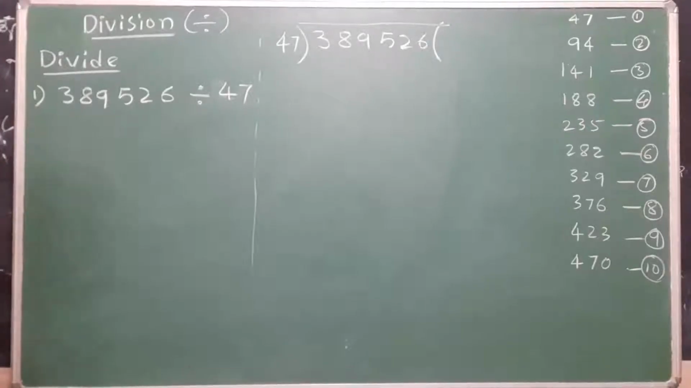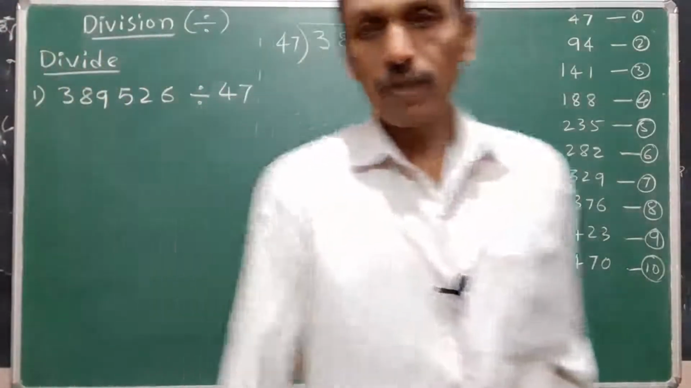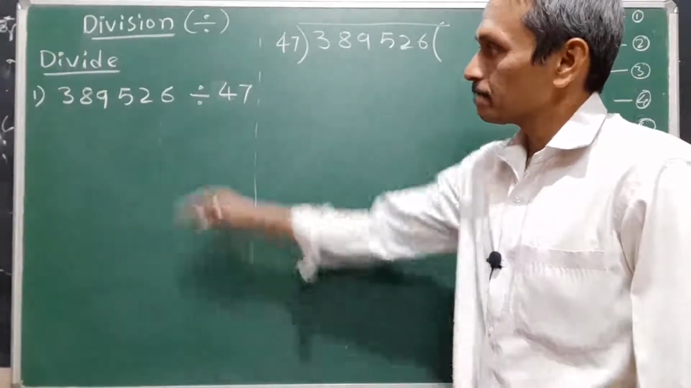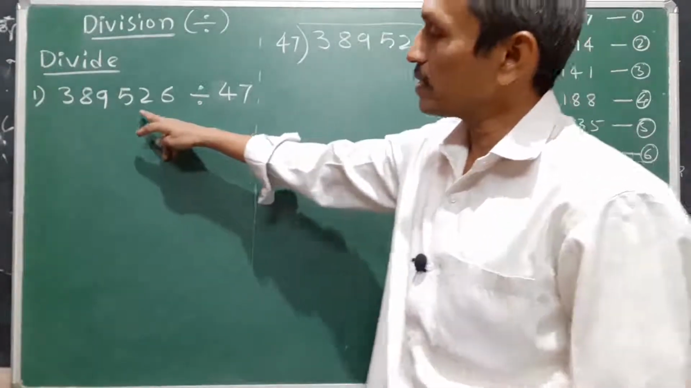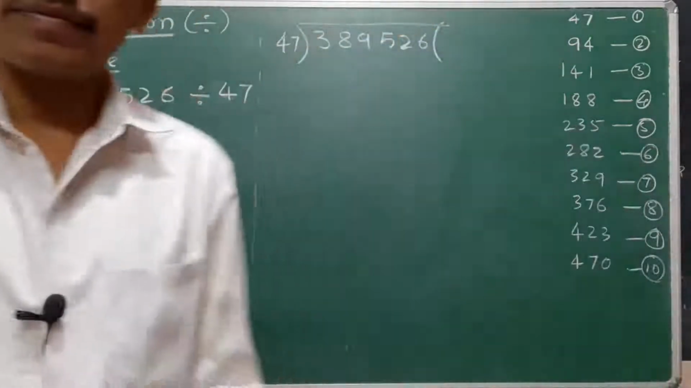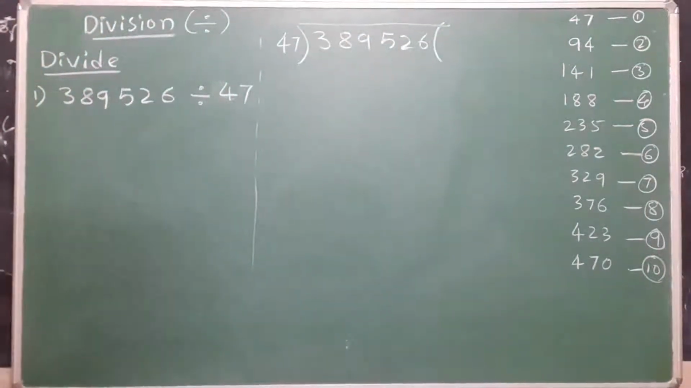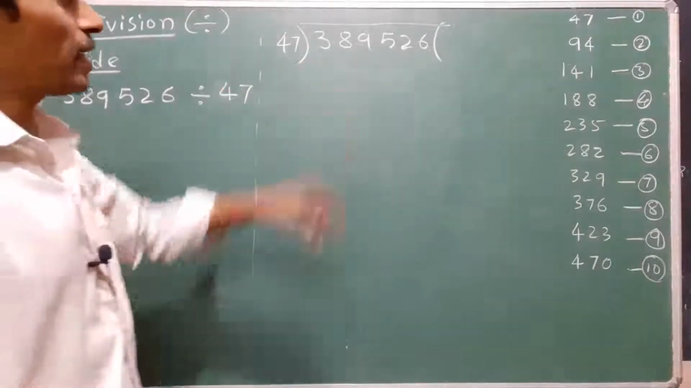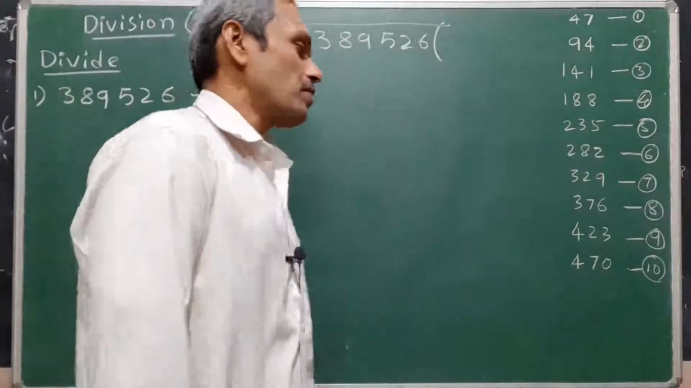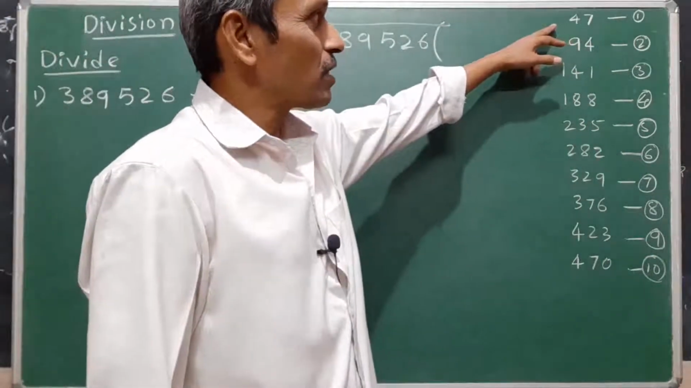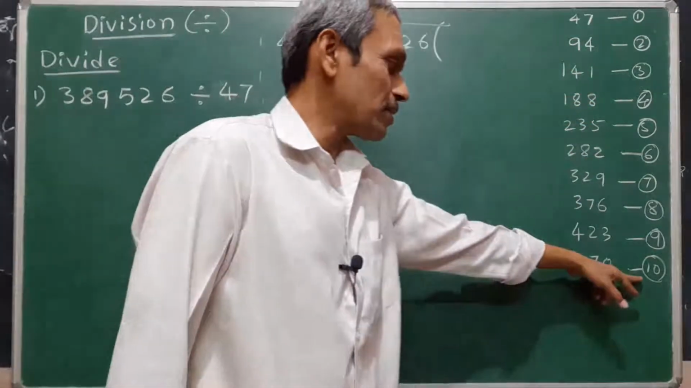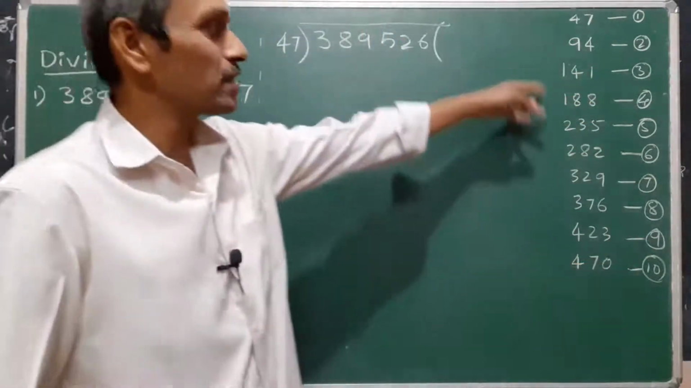Already we have learnt how to divide a number by a given number. We divide this number by this one. This is known as the dividend, and this is known as the divisor. Now we will divide 389526 by 47. For this, we should know the 47 table: 47 ones are 47, 47 twos are 94, and so on up to 47 tens are 470. This is the table of 47.